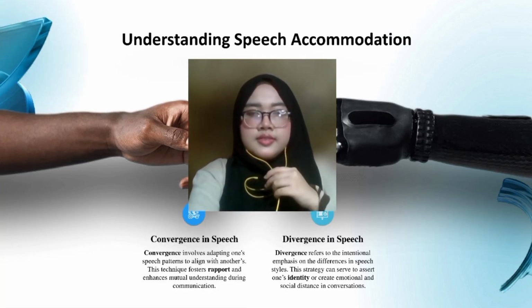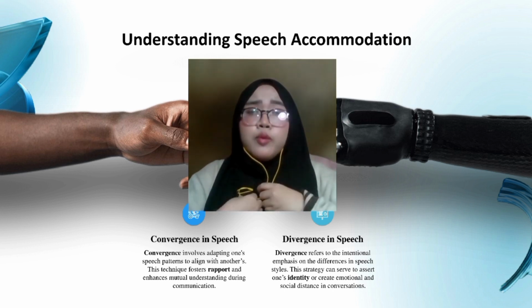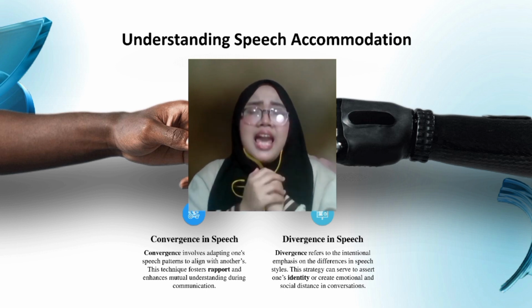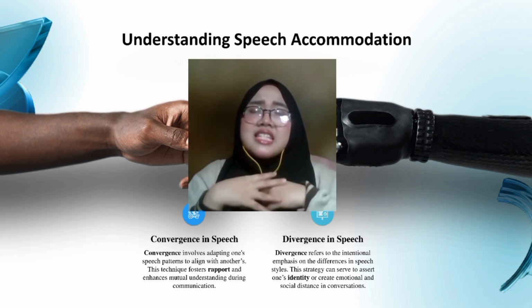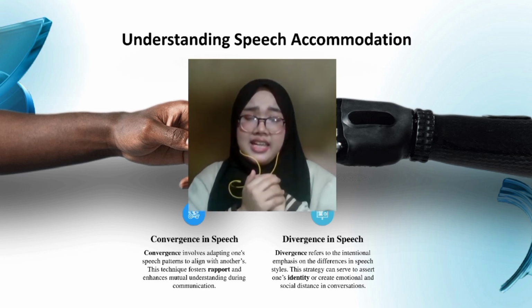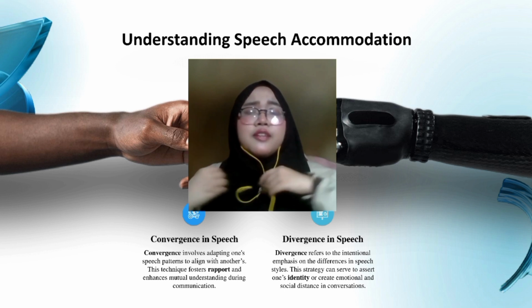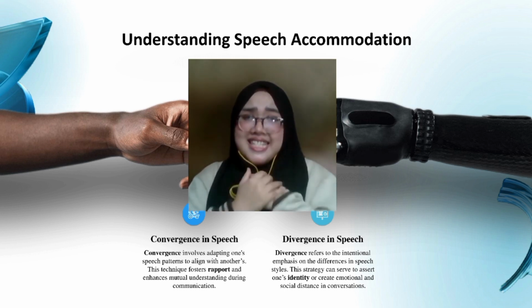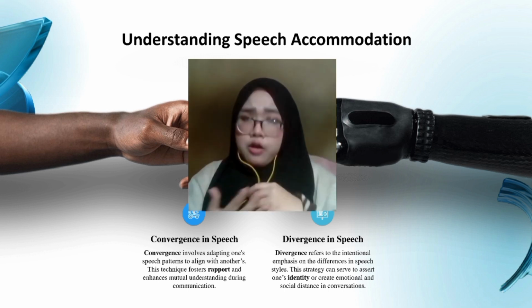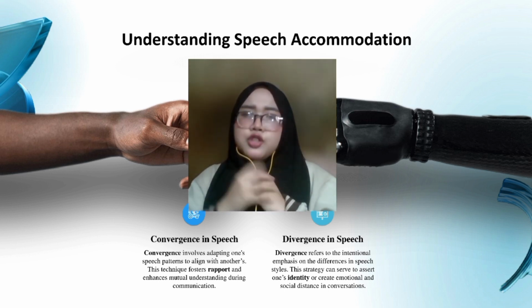Now, let's talk about speech accommodation. Convergence is where we change our way of speaking to be more like the person we're talking to. For example, if someone speaks slowly, we might slow down too. This helps us build a connection and improve understanding. On the other hand, divergence is where we intentionally speak differently from someone to show our identity or to create distance. Maybe we want to stand out or show we're not part of a certain group. It's a powerful communication tool too.